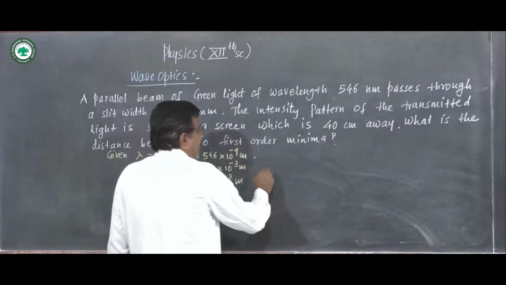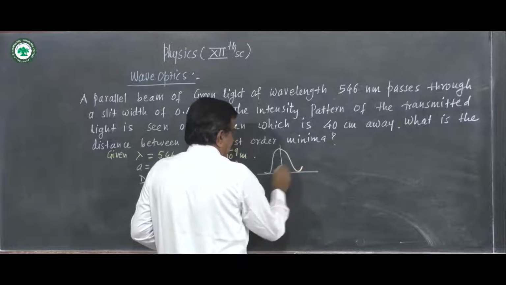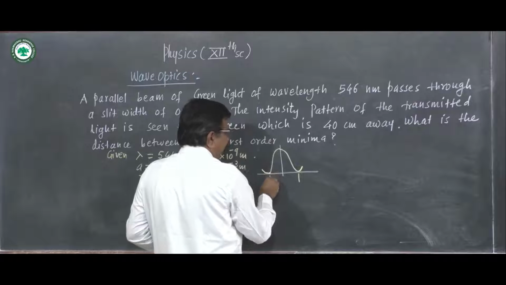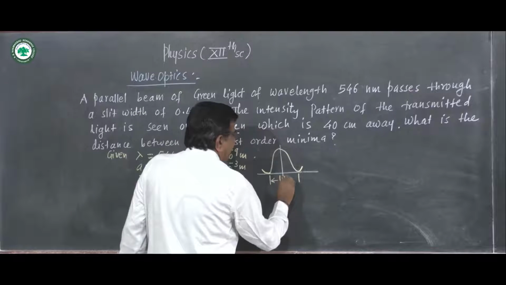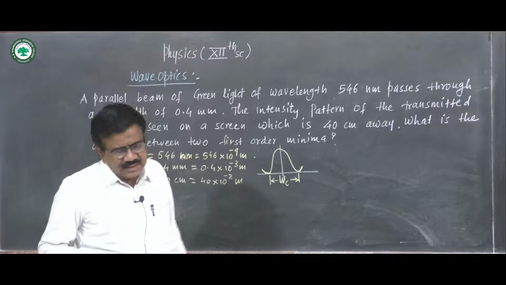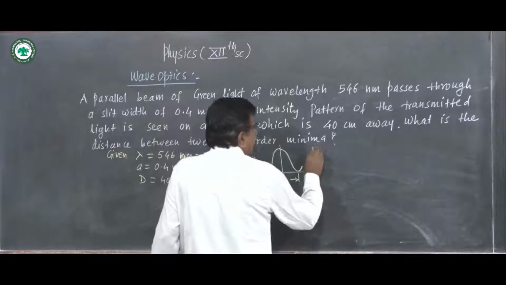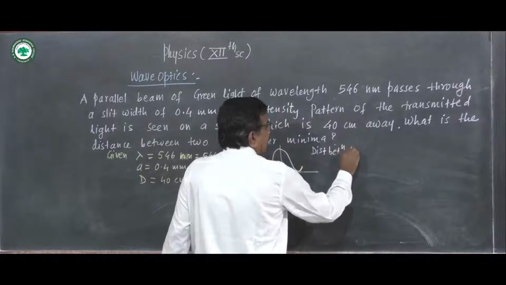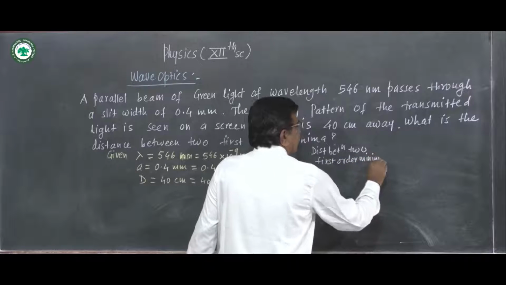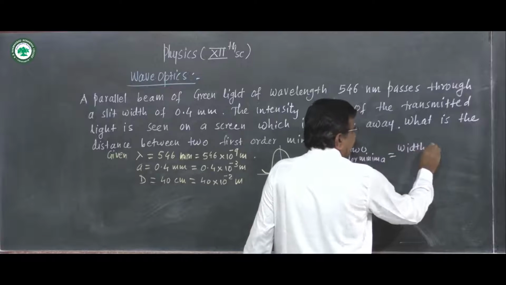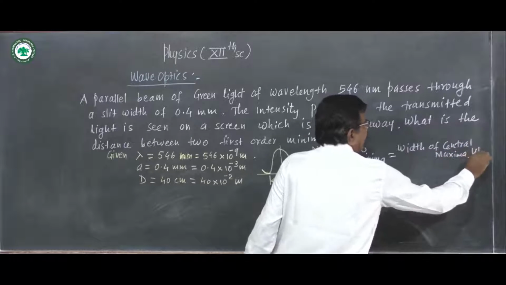Distance between two first order minima means we have to find the distance between these two minima. These two are the first order minima. It is nothing but the width of the central maxima. We call it WC. So we have to find the width of the central maxima, that is the distance between two first order minima.